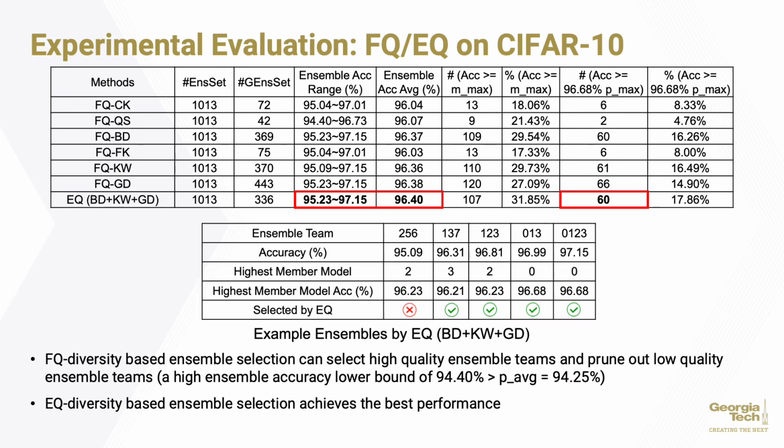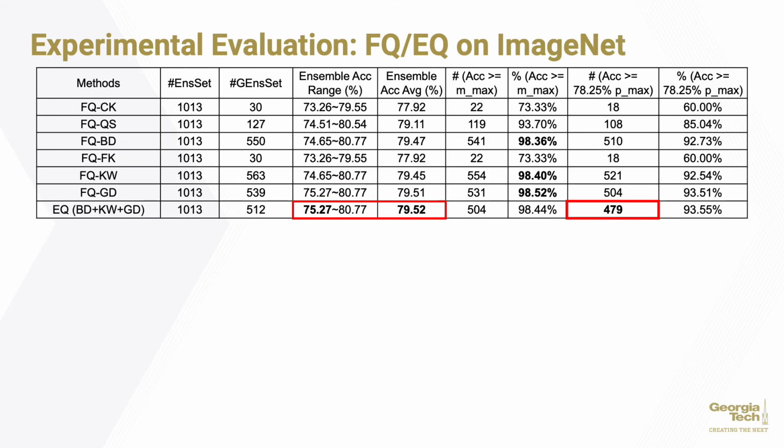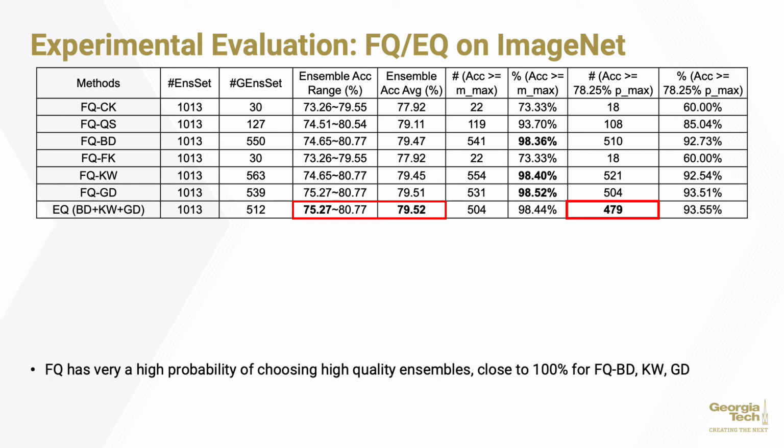In the middle table, we list the 5 example ensembles. The first low-quality ensemble is pruned out by EQ. The other 4 high-quality ensembles are identified by EQ. On ImageNet, FQ has a very high probability of choosing high-quality ensembles. That is close to 100% for FQBD, KW, and GD.